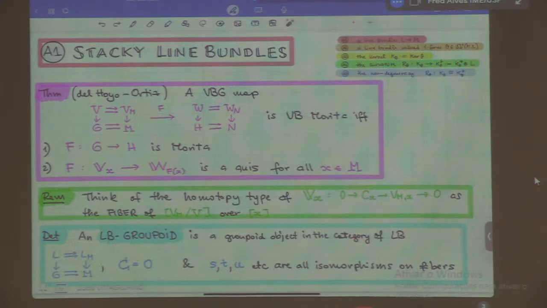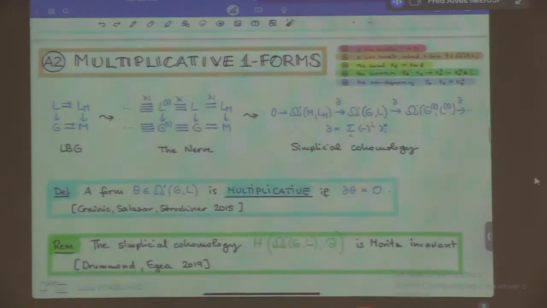Okay, and of course, a line bundle over the stack is just the Morita class of an LB groupoid. And with this definition, we're done with the first aspect, the notion of a line bundle. And now, the second aspect, right? So I want to define a stacky version of a line bundle valued one-form.